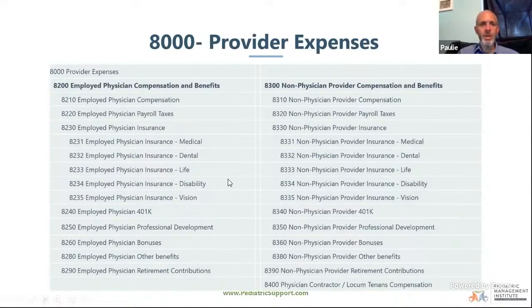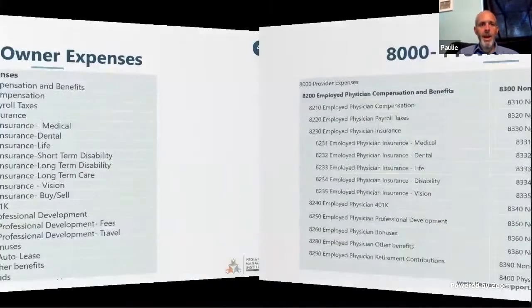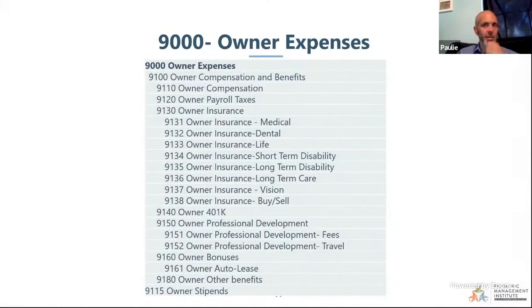So the last area that we like to look at is the 9,000 series, which is owner expenses. These are everything related to Dr. Blanchard and I because we both own the practice. We need to be able to track it so that at the end of the year, when we have a bonus or we're trying to reconcile our earnings, I know exactly how much money Dr. Blanchard's already received and how much is due to me and so forth.